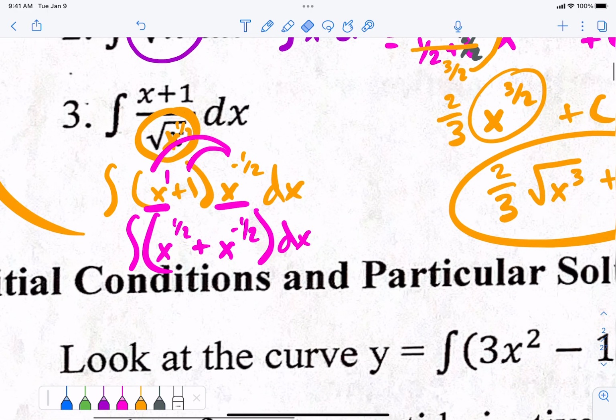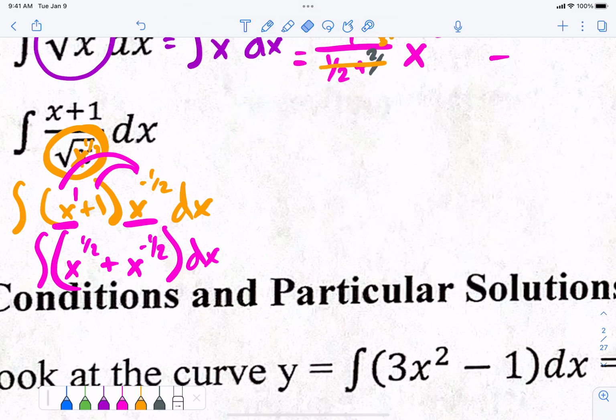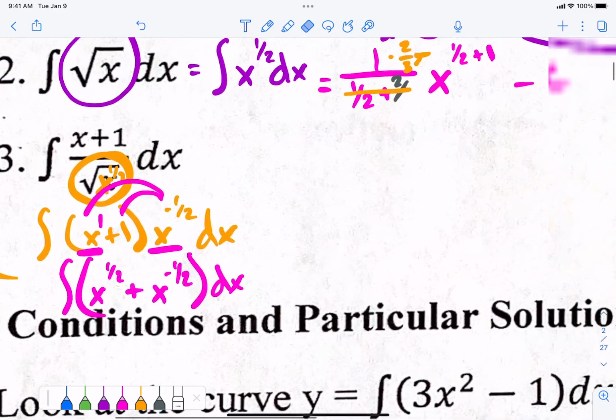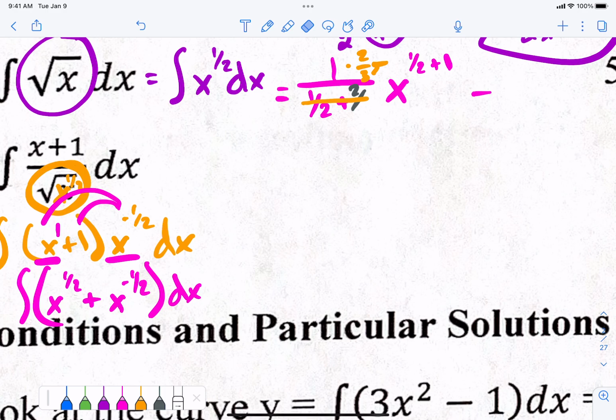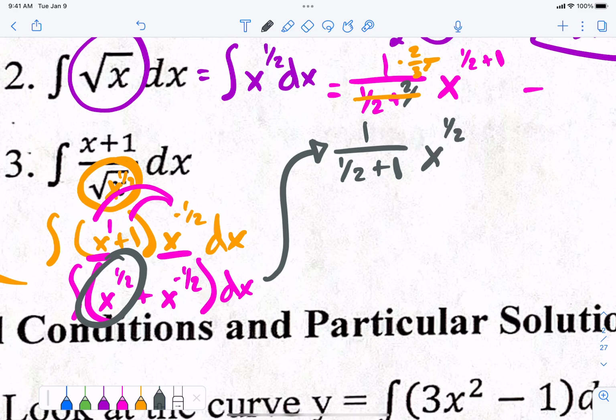Now we have to take the antiderivative. I'm going to get rid of some of this stuff over here because I'm running out of space. You can write off to the side, but I'm going to make it all condensed in this area. Are you still following? I'm going to start with just x to the 1/2 power. I do 1 over n plus 1. What's n? 1/2 plus 1, right? 1 over 1/2 plus 1, x to the 1/2 plus 1. That's what it looks like.